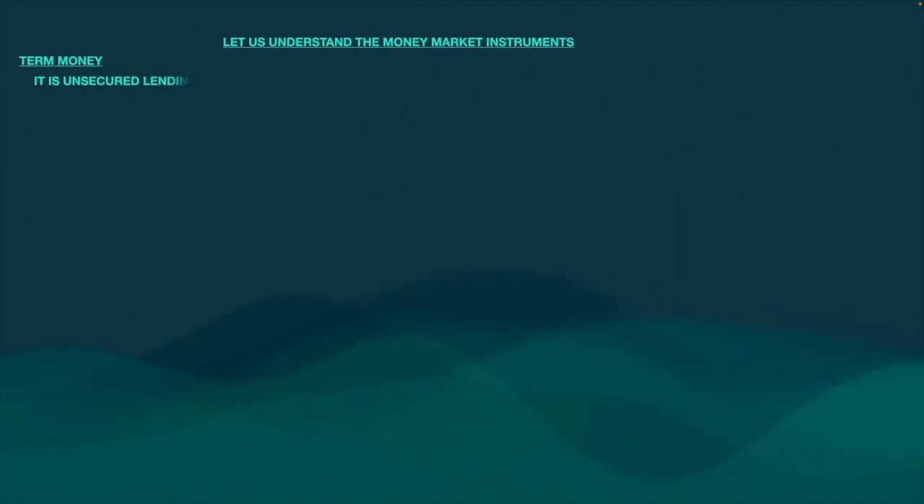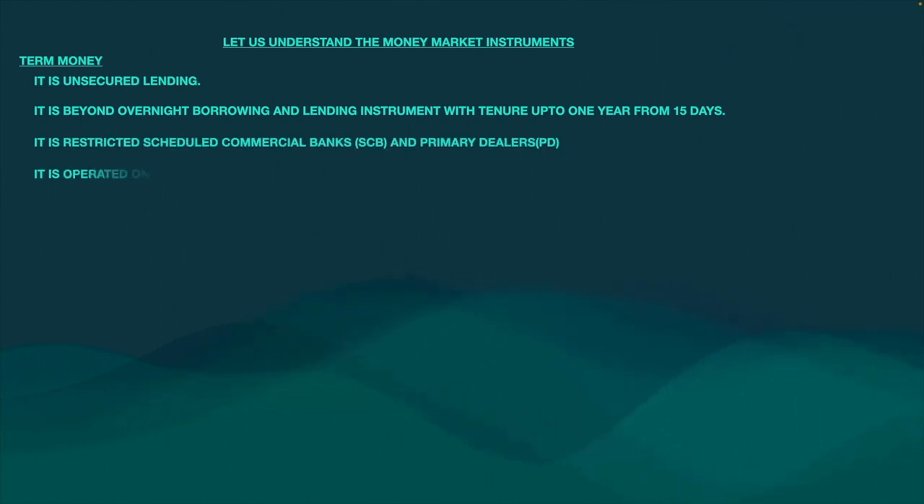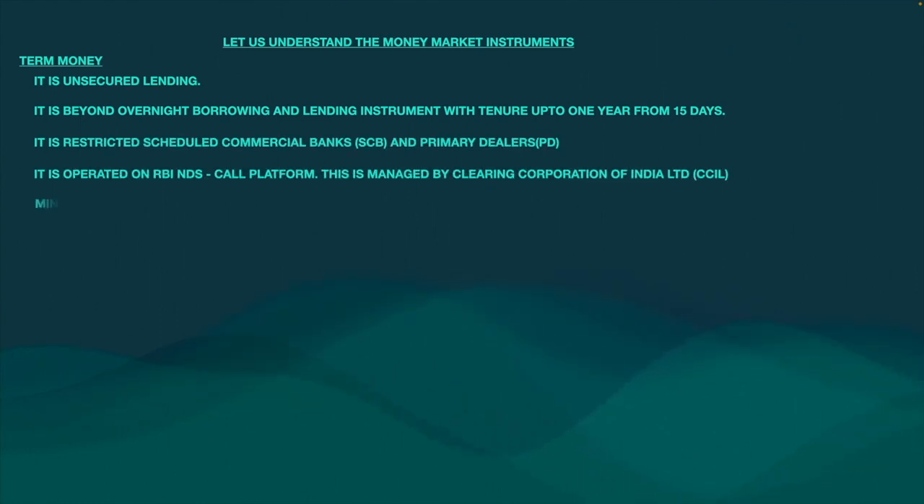Next is term money. Again, it is an unsecured lending. It is for 15 days to 1 year. It is restricted to commercial banks and it is operated on the call platform. And here also the minimum market order is 1 lakh.